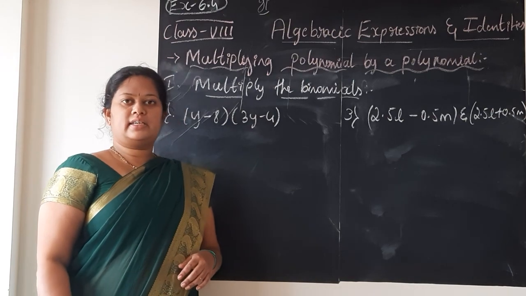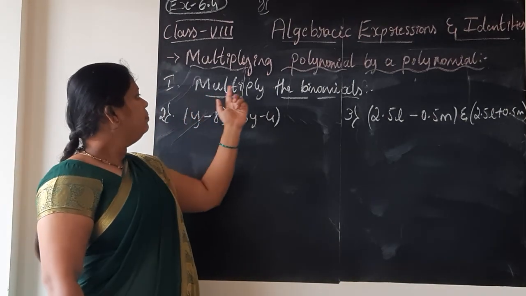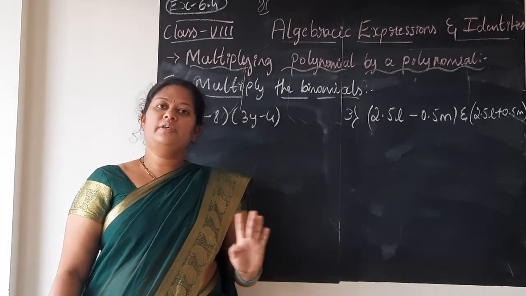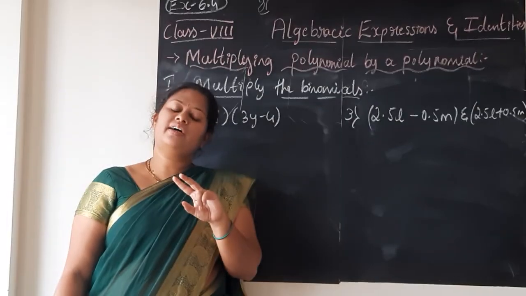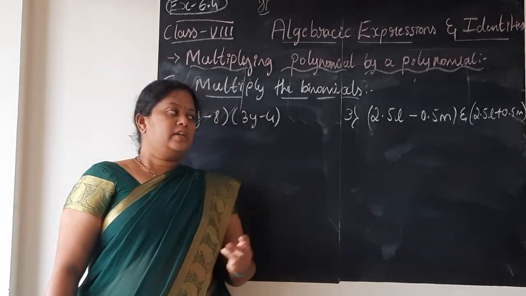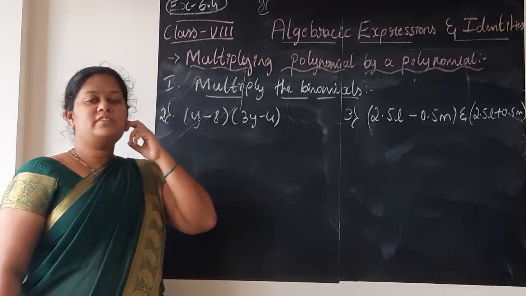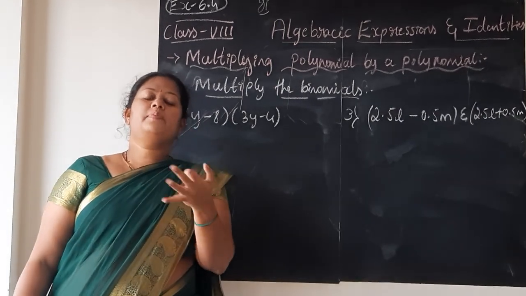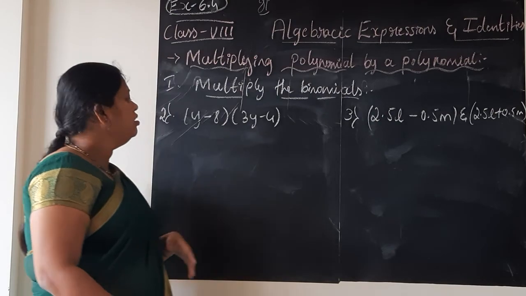The first main of exercise 6.4 is multiply the binomials. That is the heading. Multiply the binomials means it is understood that both the given terms here are binomials, meaning each consists of two terms. There are 6 problems in total, children. I will solve 3 problems for you, and 3 problems you can do on your own.